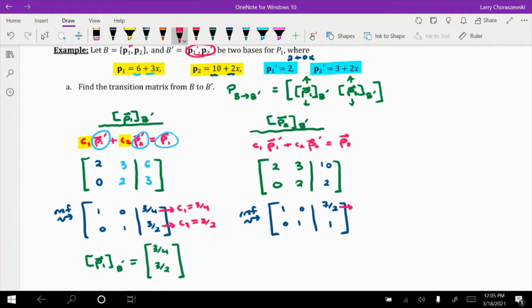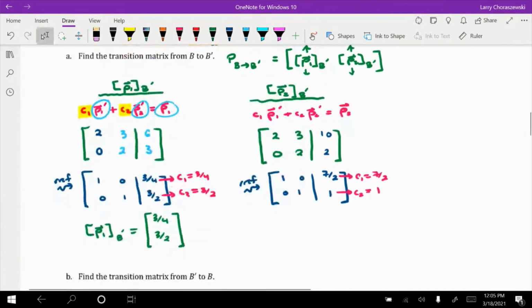So 7/2, cool, thank you. So 7/2 is our value of C1, or C3 in your case, Tommy. And then 1 is our value of C2, or C4 in your case. Either way, we do have our second column of our transition matrix, which are the coordinates of P2 relative to the basis B prime. I'm going to write that in column vector format, much like the first one. And there we have it.